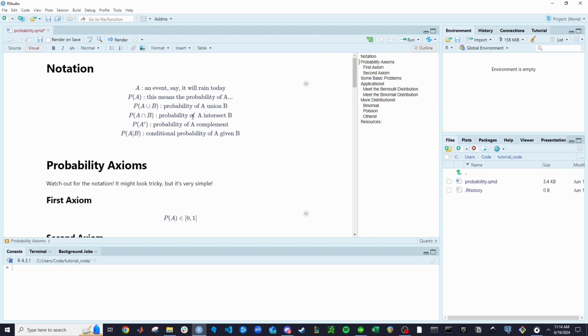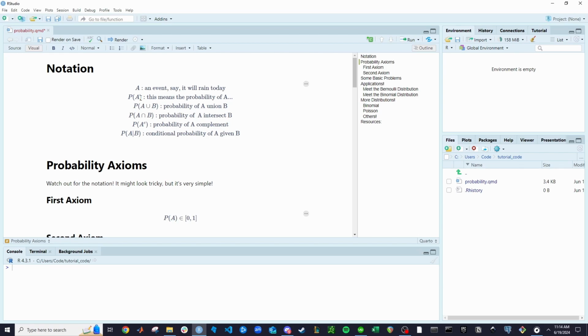So you can denote an event, just something that happens, like it will rain today. That's an event, and we can assign that a probability. Say that's our event, we call it A, and then the probability of it raining today is, say you think that it's 0.1.